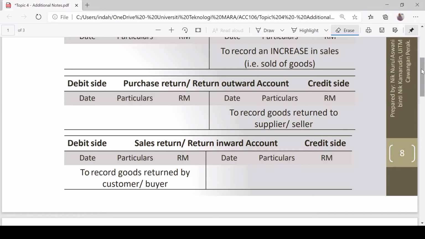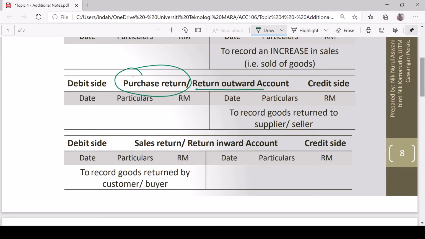If it is goods that we sold, the customer finds that it is different from the order, or the goods are damaged, so they are going to return them to us. So we may have purchase return and sales return. For purchase return, or what we call return outward, this transaction will decrease the expense.